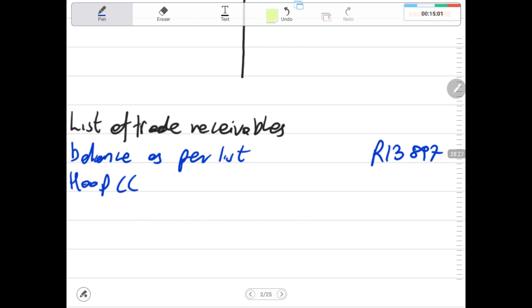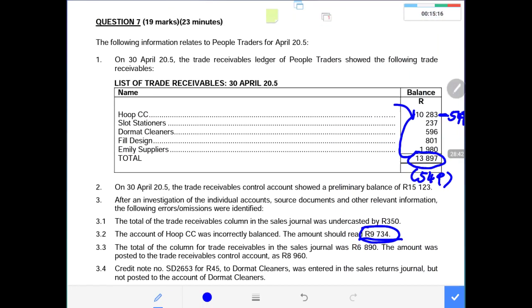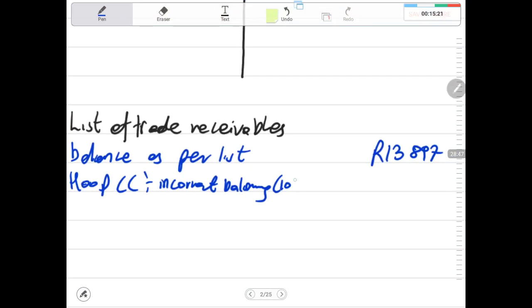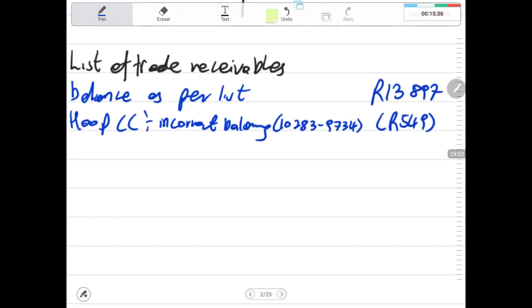Then why are we doing this? Because it was an incorrect balance. They told us that it was incorrect balancing. So now this is incorrect balancing. Then we say 10,000. It was 10,000. How much? 10,283 minus 9,734. And we said that it must be minus by 549. So that is already a tick that goes to your marks.